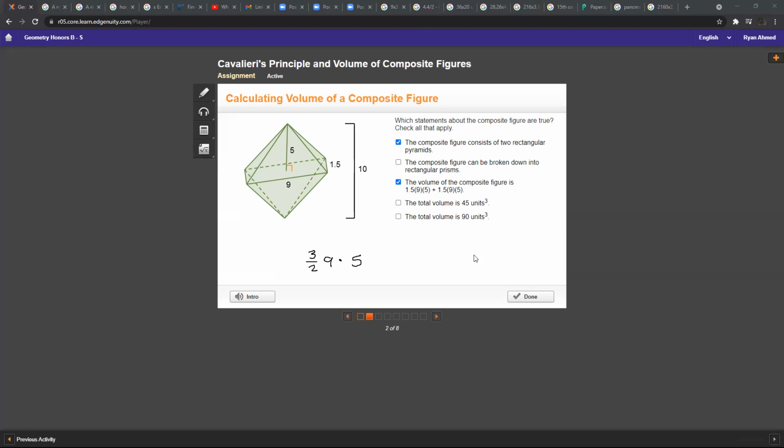So then the total volume should be what then? I don't think it'd be any of these. Let's find out, just to be sure. So I'm going to do 1.5 times 9 times 5, and I get 67.5. So we're going to double that, and yeah, I'm inclined to agree with that.